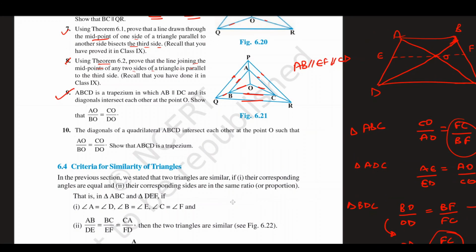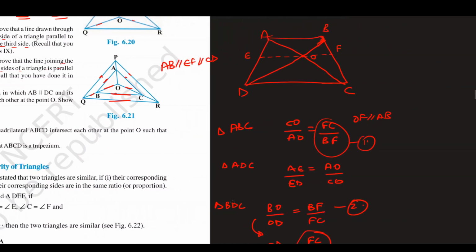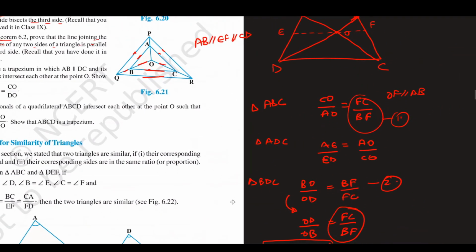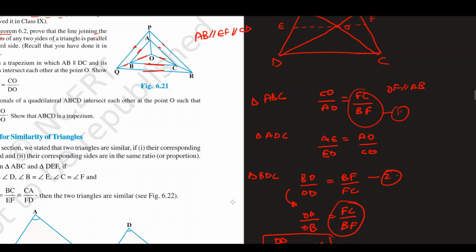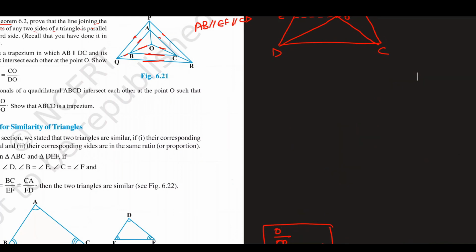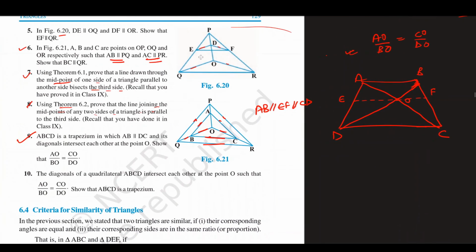Now the diagonals of a quadrilateral ABCD intersect each other at O such that, okay, so it is a reverse question. First let me erase all of this. Just a second. In this question, the diagonals of quadrilateral ABCD intersect each other at O such that this thing is true. So we are given that AO upon OB, we can write this also, OC upon OD.